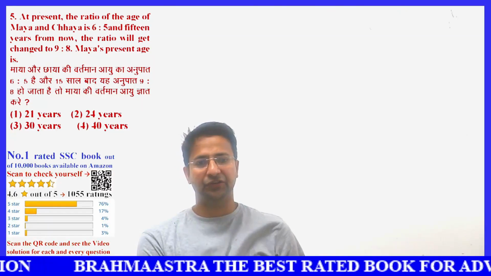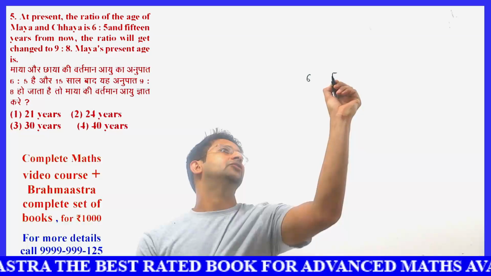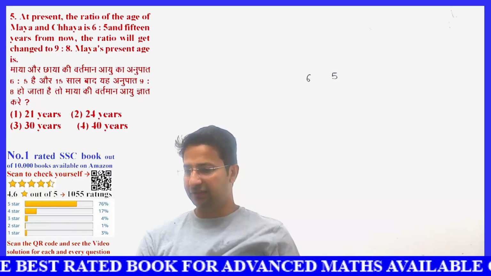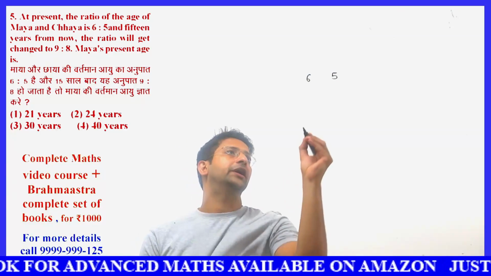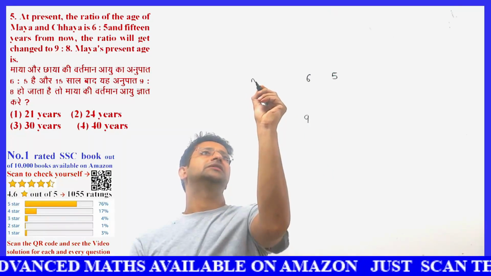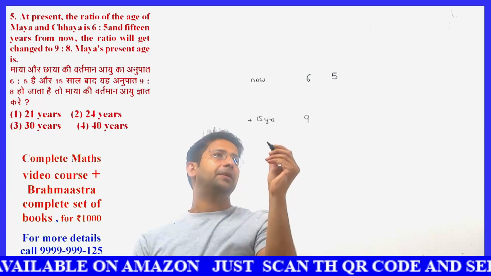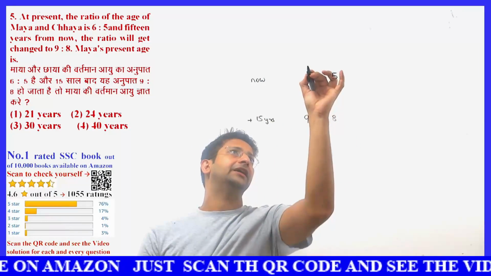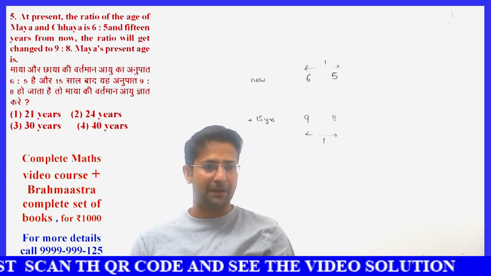At present, the ratio of the age of Maya and Chaya is 6:5. Currently, the ratio of ages of Maya and Chaya is 6:5, and 15 years from now, the ratio will change to 9:8. This is now, this is presently, this is 15 years later. Plus 15 years, this ratio becomes 9:8. Here, what is the gap? In both the places, the gap is 1.